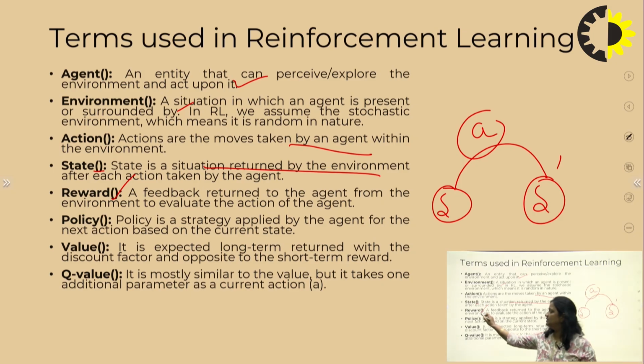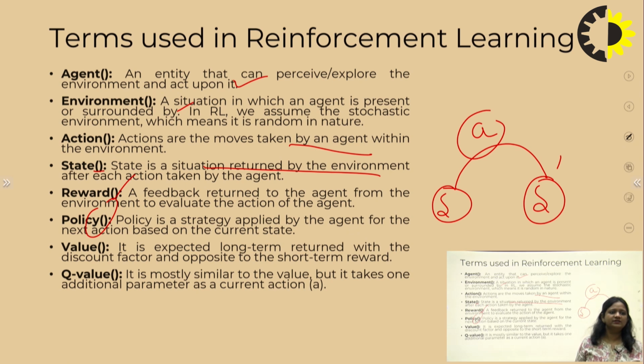Policy, what is a policy? Policy is a strategy applied by the agent for the next action to be performed on the current state. What I am trying to say is that policy is a strategy that is used by an agent for taking an action to change its state from one state to another state. Now the value. Value is the expected long-term return with the discount factor.